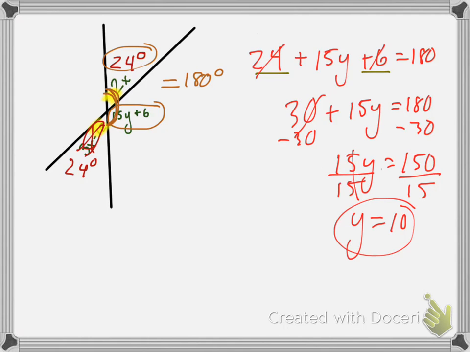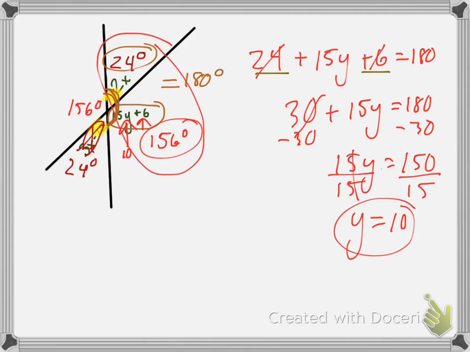There you go. Now, of course, they're going to ask you for this angle, 15y plus 6, so you've got to plug it in. Well, 15 times 10, right? We know that y is going to be 10. 15 times 10 is 150, plus the extra 6 means this angle is 156 degrees. You should have also figured that out, because 24 plus 156 would add up to 180 anyway. So all of it works. And you know that this angle should be 156 too. There you go.